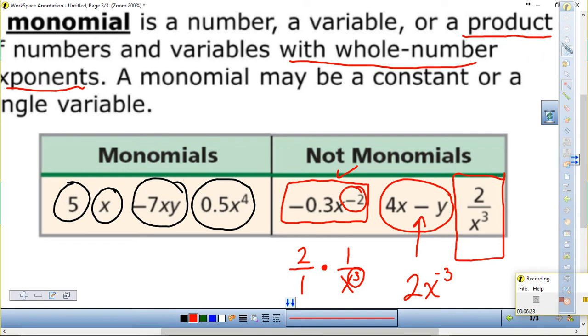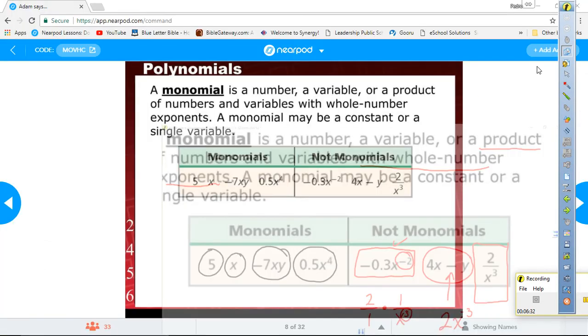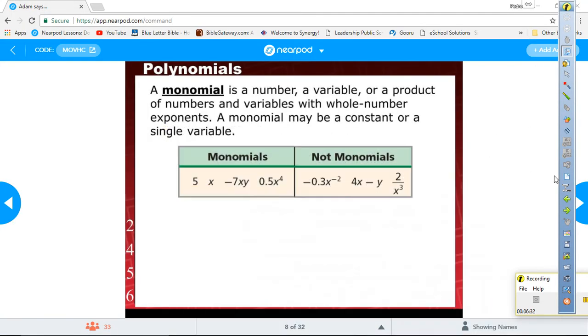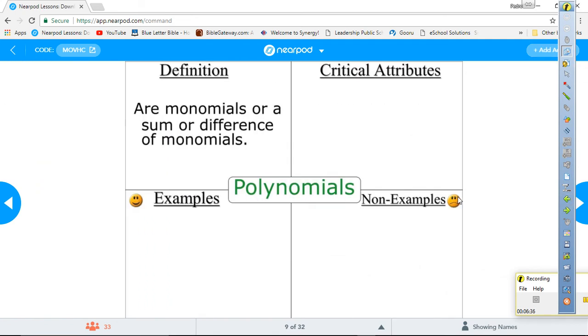All right, so we're not focusing on monomials today. What are we focusing on? What's our main concept? So in your prayer model, write in polynomials. Definition. Polynomials are monomials or sum or difference of monomials. What are polynomials? Monomials or sum or difference of monomials.